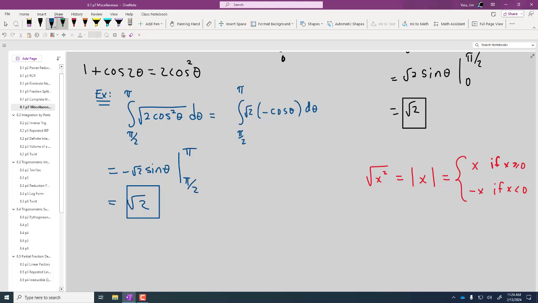If it were, say, 0 to pi, would you need to do two different? Yep, exactly. Then you'd have to break it apart, split it up piecewise. Okay, so this is important algebra that's often overlooked or forgotten about.